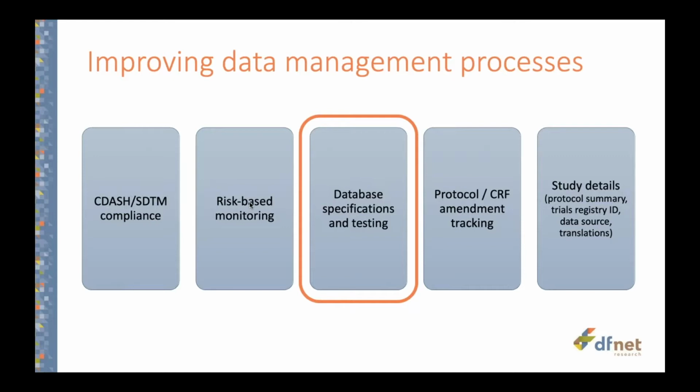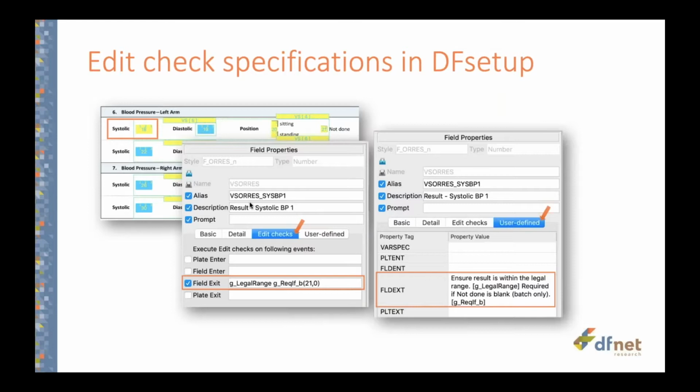So revisiting database specifications and testing that I mentioned earlier. Here in this example, you can see we have a systolic blood pressure value. I have two edit checks on field exit. There's G_legal range and G_rec_if_b. These are two edit checks from our global edit checks library. And so that's under the edit checks tab within field properties. This is another new feature in DFdiscover 2019.